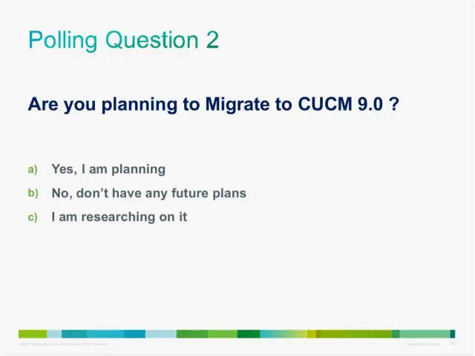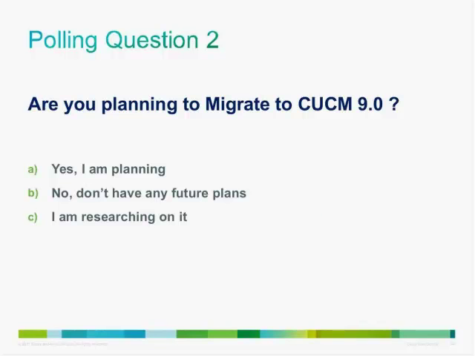Thanks for submitting that poll. I think we have the results now. So for option A, yes, I'm planning, we have around 28% response. No, I don't have any future plans, we got 9%. So it means most of us are planning to move over to 9.x. Then the third option is I'm researching on it, and that's 37%. And I think we have some no answers. I think we just missed to submit the question maybe. So that's 27%.